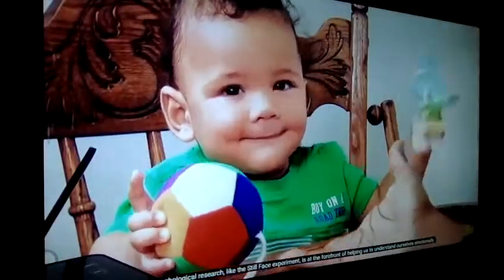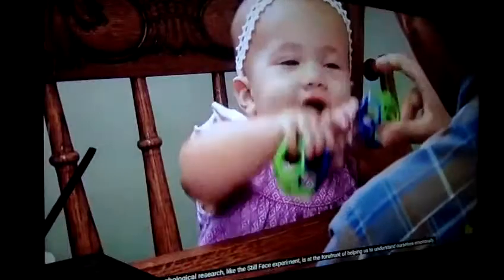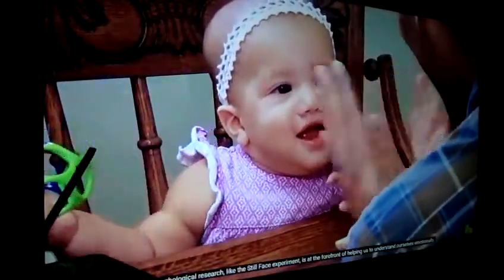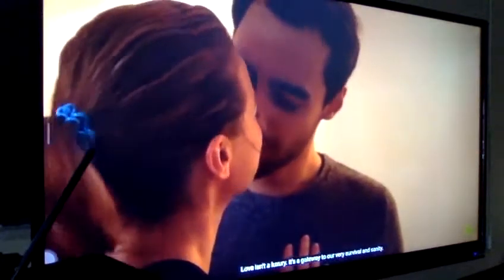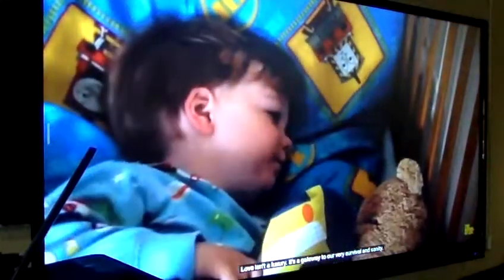Psychological research, like the still-faced experiment, is at the forefront of helping us to understand ourselves emotionally, shedding scientific light on the origins of our sadness and complexity. Along the way, the experiment proves something else beyond doubt. Love isn't a luxury. It's a gateway to our very survival and sanity.